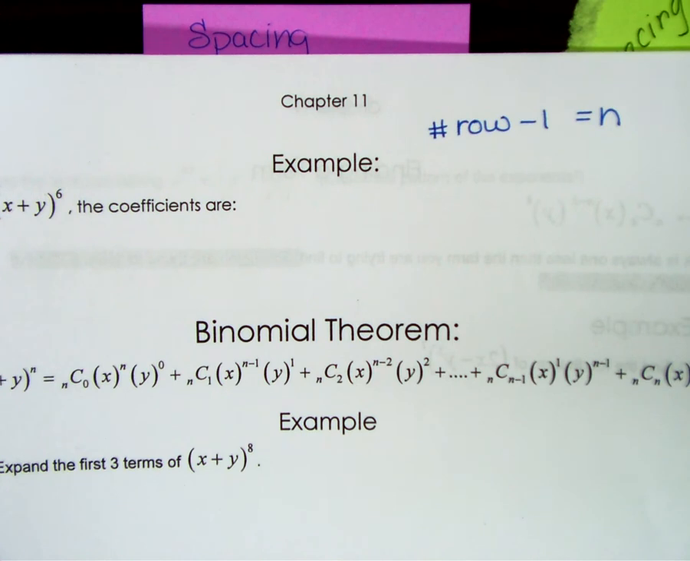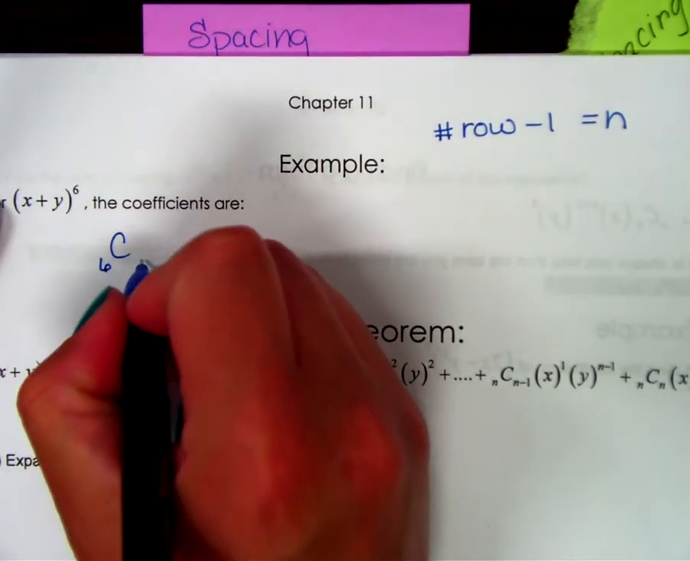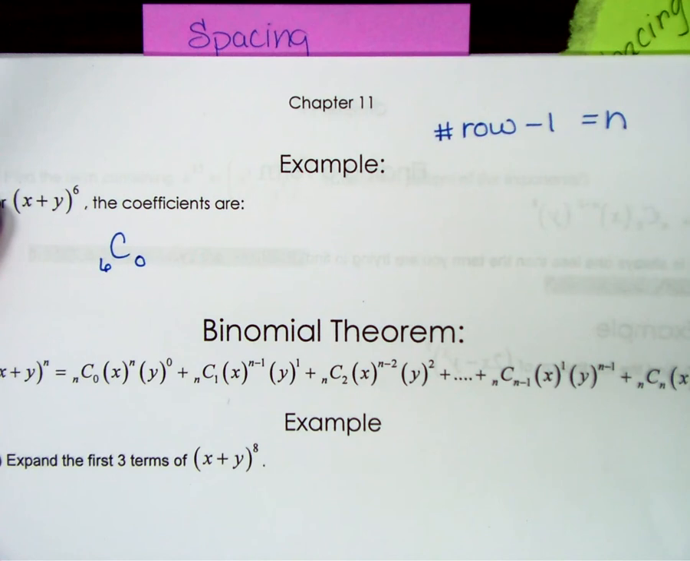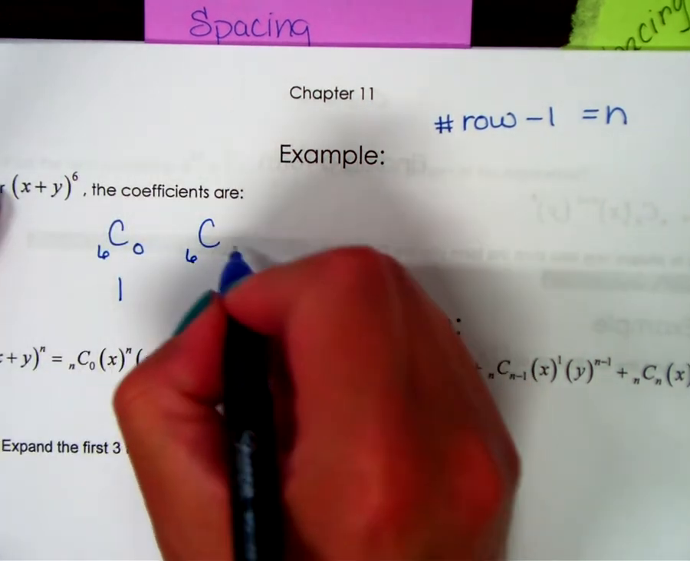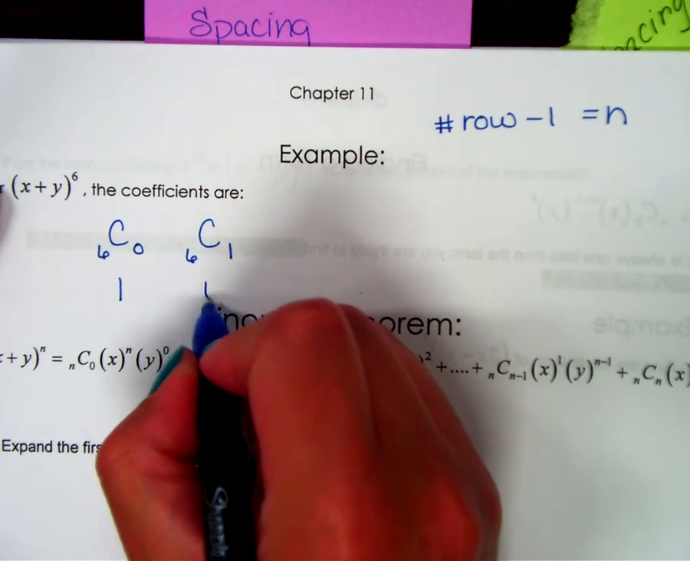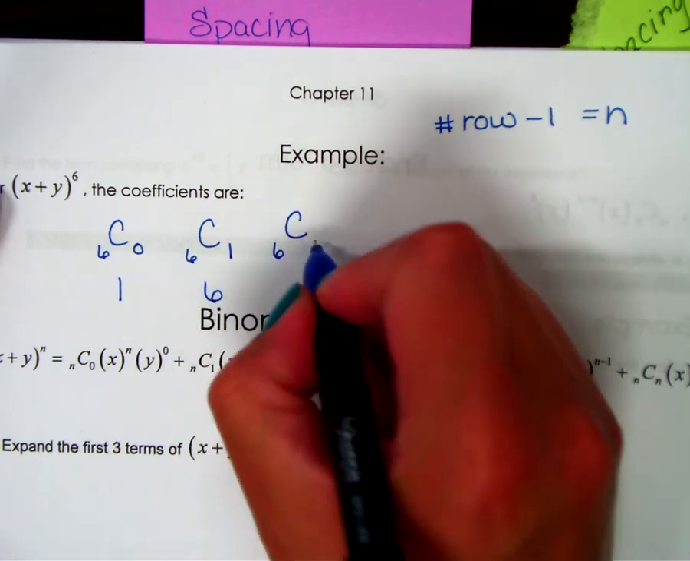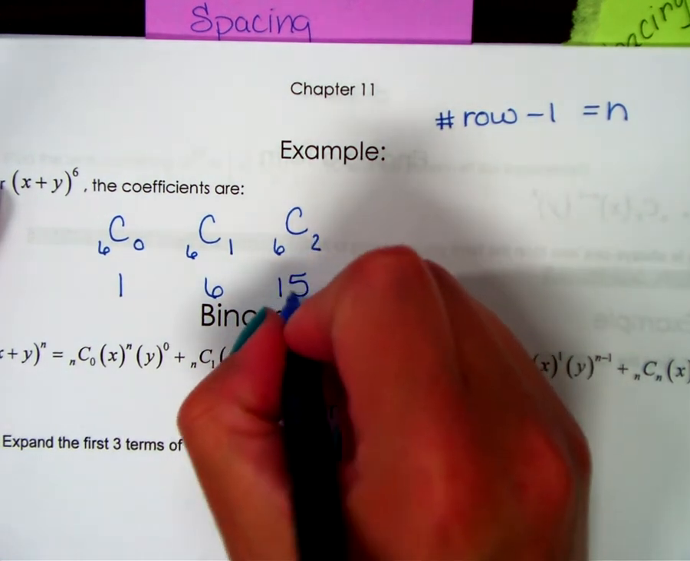Is it 1, 6, I don't know. 1, 56, 1? Okay, so what do you start with? Your n still is 6, right? So it's going to be 6 choose 0, right? Which is 1. And then we have 6 choose 1, which is 6. 6 choose 2, 15. But do you have to calculate that each time?